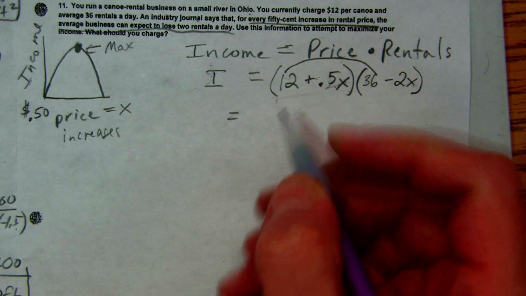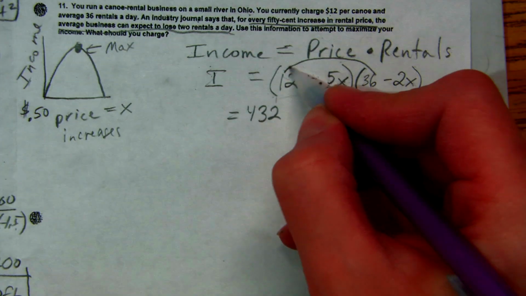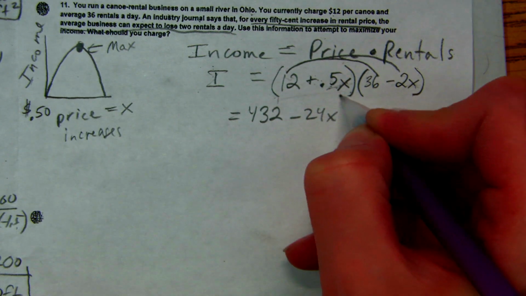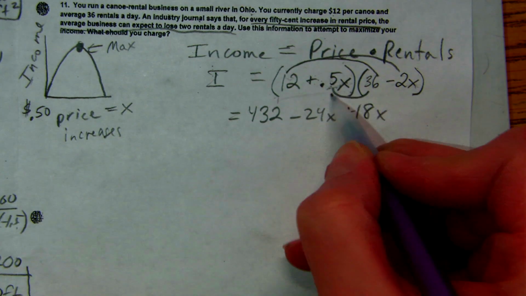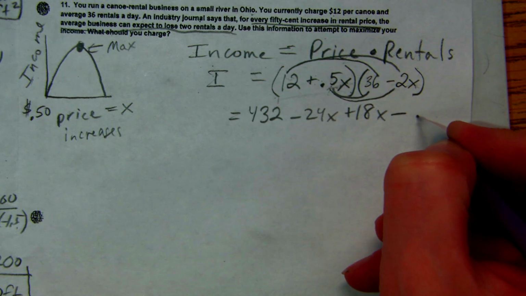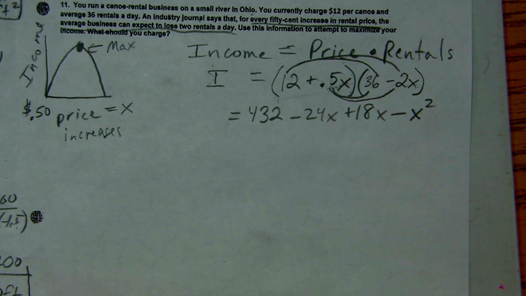So 12 times 36 is 432. 12 times minus 2x is minus 24x. 0.5x times 36 is 18x. And 0.5x times negative 2x is negative 1x squared. Oh, and x times x is x squared.